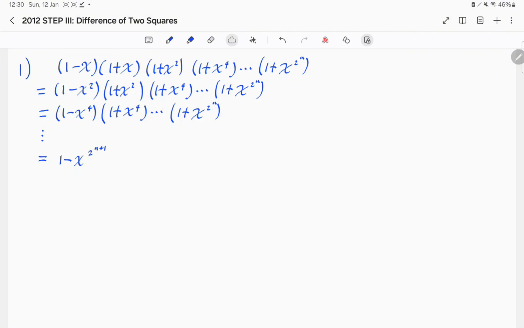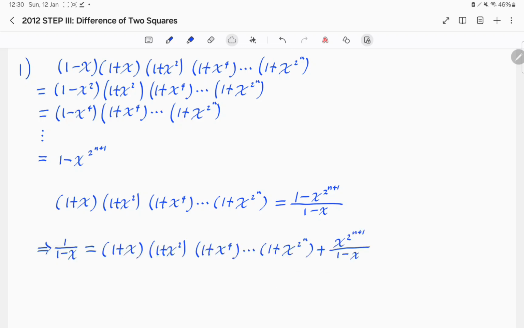If we now divide both sides by 1 minus x, we can obtain that (1 plus x)(1 plus x squared)(1 plus x to the 4), all the way to (1 plus x to the 2 to the n), is equal to 1 minus x to the 2 to the n plus 1, all over 1 minus x. This rearranges to 1 over 1 minus x equals (1 plus x)(1 plus x squared)(1 plus x to the 4), all the way to (1 plus x to the 2 to the n), plus x to the 2 to the n plus 1 over 1 minus x, as required.